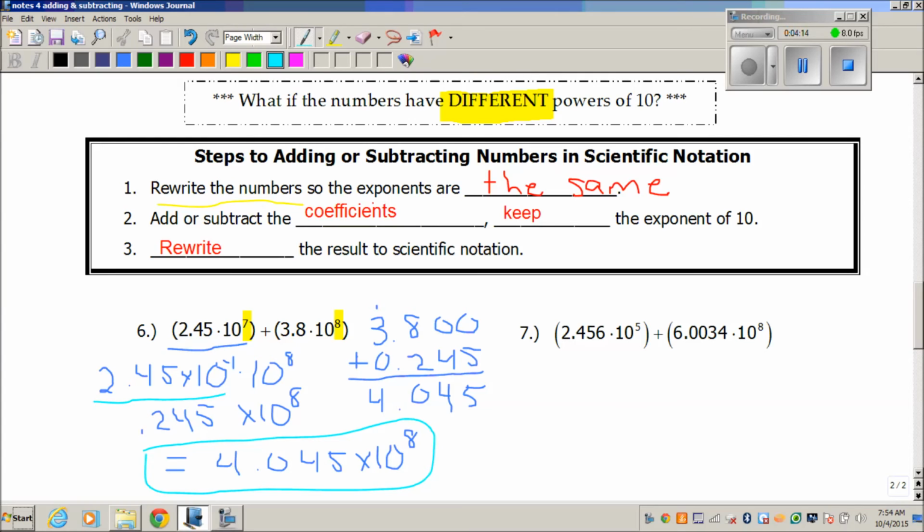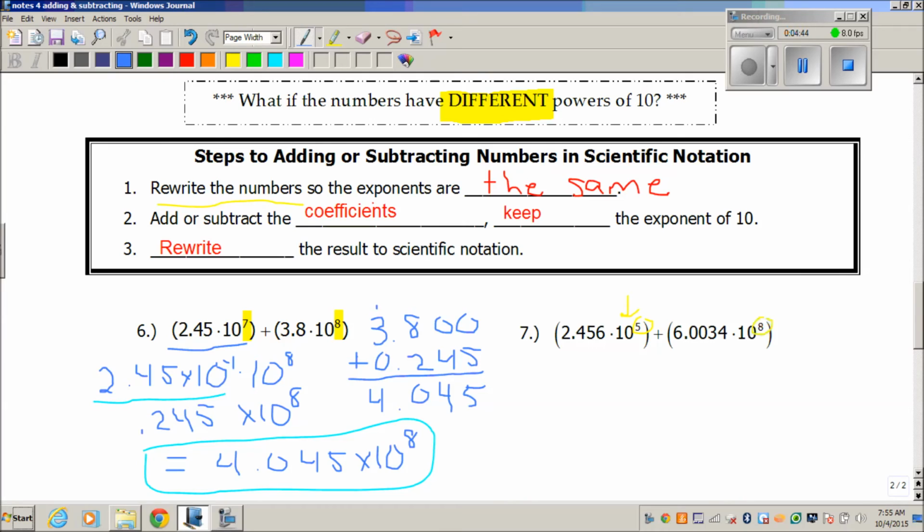Okay, so let's take a look at number 7. Again, in number 7, we're adding two numbers together, but the first number is 10 to the 5th, and the second number has a 10 to the 8th. They have different powers of 10. So we're going to readjust the smaller one to make it look like the bigger one. We're going to readjust this 10 to the 5th, so it's going to say 10 to the 8th. It makes it easier so that at the end it will be written correctly in scientific notation.